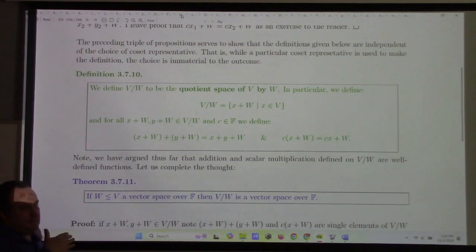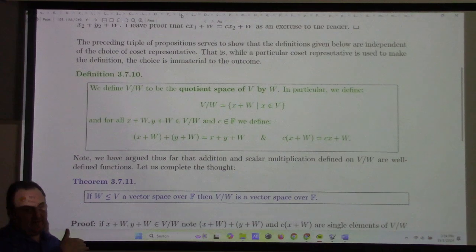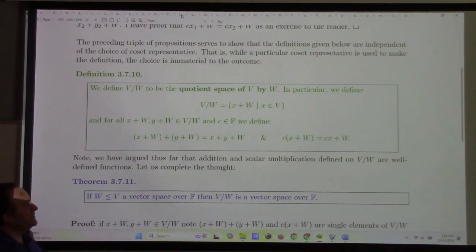A subspace is essentially like some kind of plane or hyperplane through the origin in the abstract vector space, right? X plus W is just a parallel shift of that. It's just a shift of the plane up off the origin. So these are literally just shifts of the subspace.